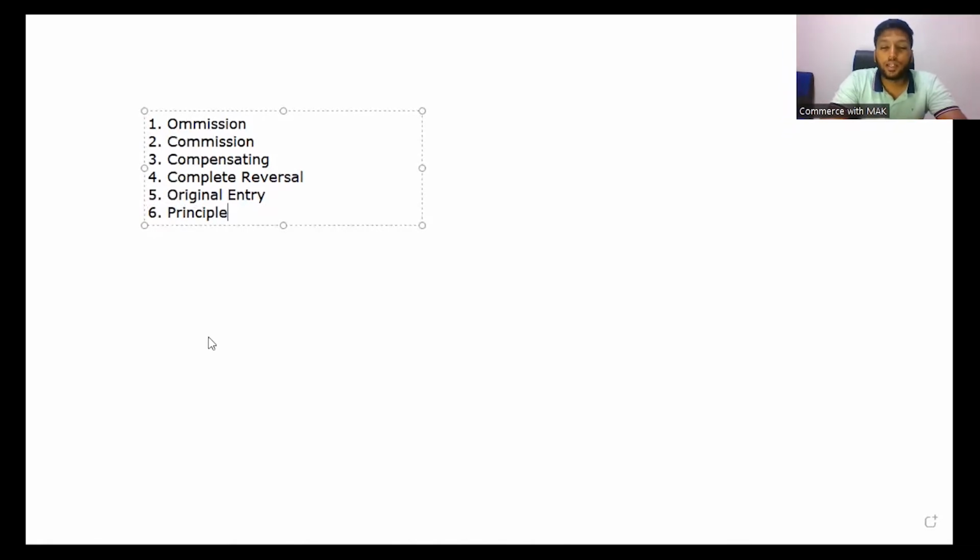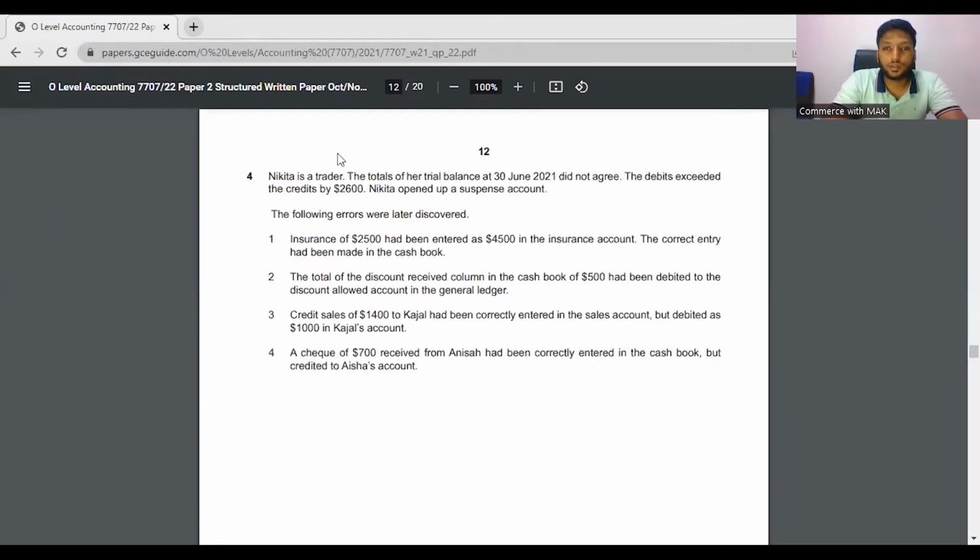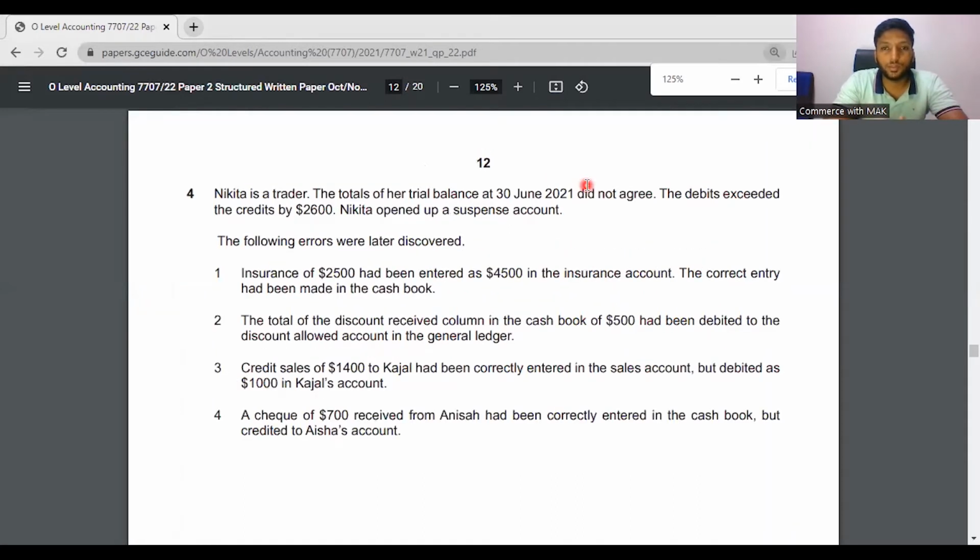Okay, Nikita is a trader. The total of her trial balance at 30th June 2021 did not agree. I'll make this a bit bigger so we can read it smoothly. The debits exceeded the credits by $2,600. Nikita opened up a suspense account. So there's something related to a $2,600 mistake, and we need to correct it through a suspense account.